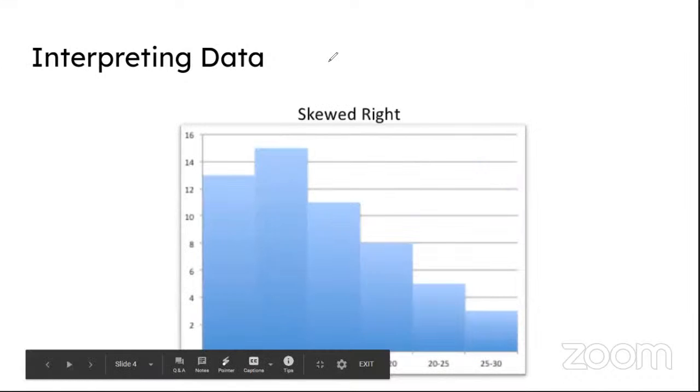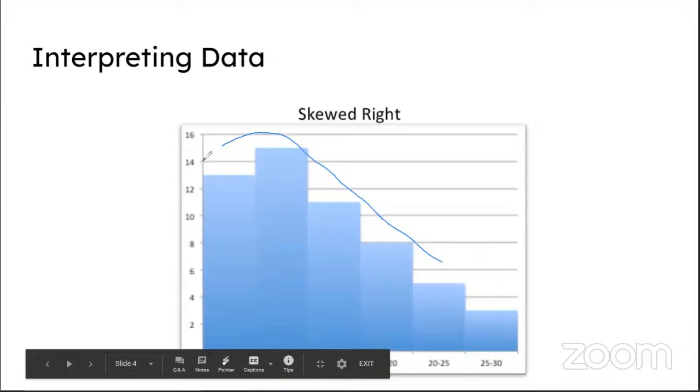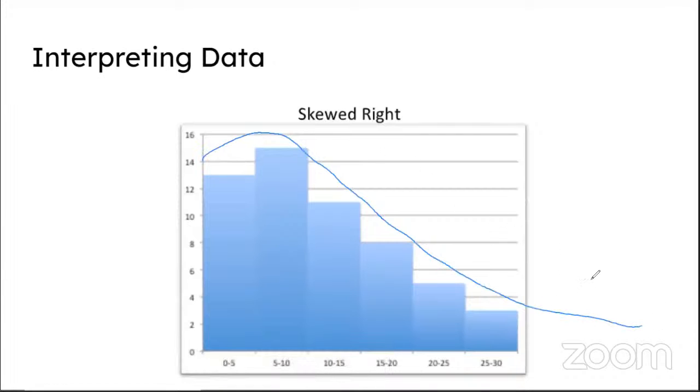Now, skewed right is exactly the opposite. If you notice, the tail goes off to the right. So the clump of data is over here on the left, but the tail goes to the right. And here we're going to have our mode, our median, and our mean. So the mean is to the right on a skewed right visualization.